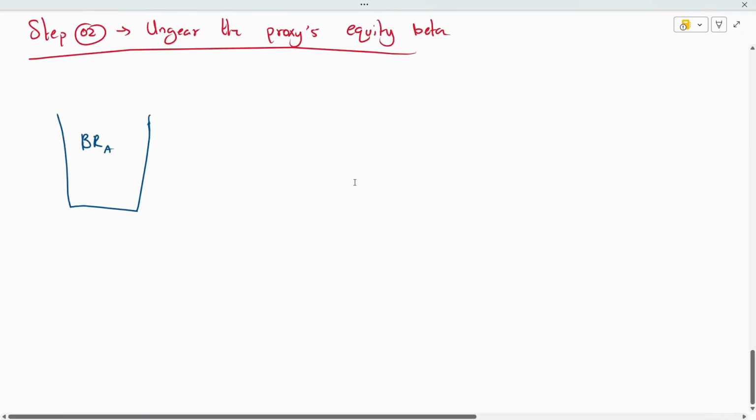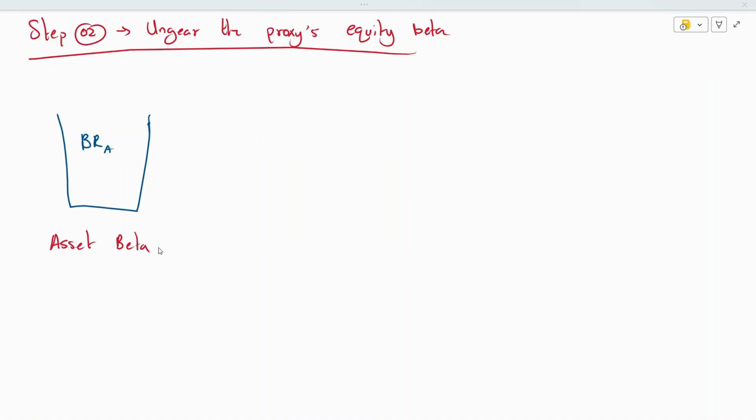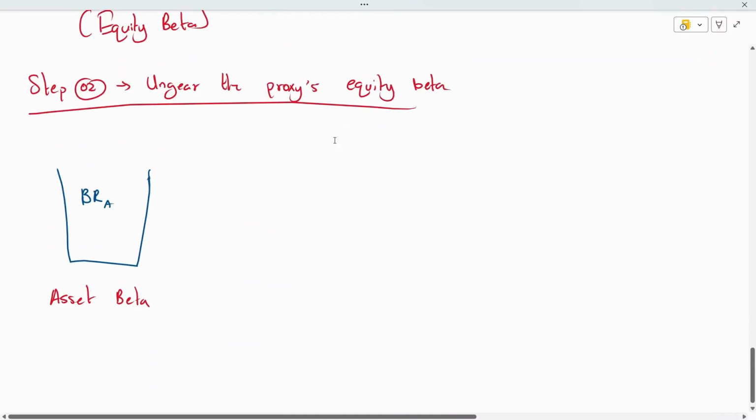So when you have the business risk alone, when only the business risk is there, we call it what? The asset beta. Asset beta is also called ungeared beta. So remember, CAPM. Don't forget, right? Business risk alone is known as asset beta.